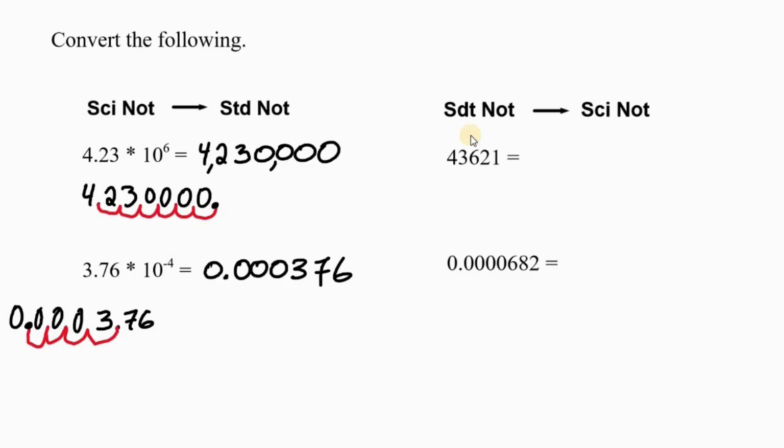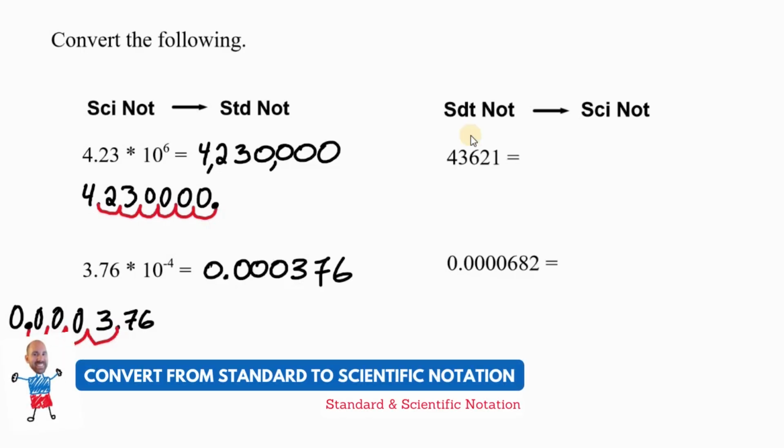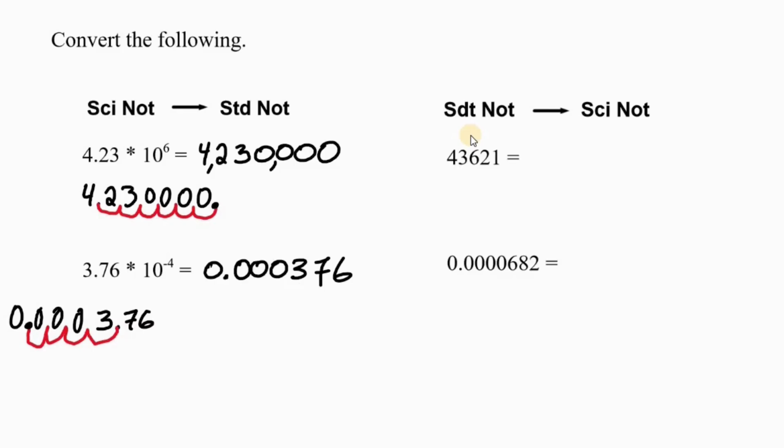Now let's actually convert from standard notation to scientific notation. Keeping in mind that scientific notation, once again, the number has to be between 1 and 10. So if we have this big number right here, 43,621, where do I have to put the decimal place, between which two numbers, to make this number be between 1 and 10? If I take the decimal place and place it right here, well, that makes it 43, right? Which is not between 1 and 10.